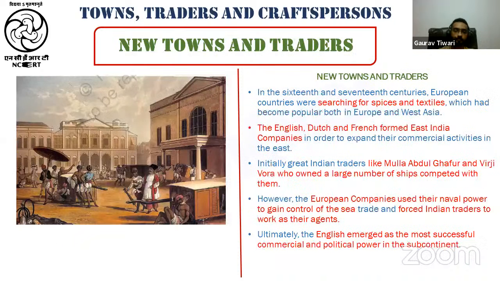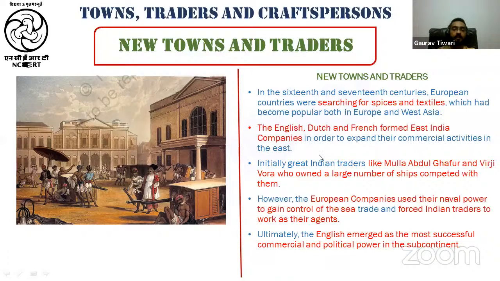Let's move forward. Now let's discuss about the new towns and traders. In the previous lecture, we discussed about the towns and traders of early medieval times. Now we discuss about the new towns and traders जो कि यूरोपियंस के आने के बाद established हुए. In the 16th and 17th century, European countries were searching for spices and textile, and all these Indian spices and textile became very popular in Europe as well as in West Asia. Now English, Dutch, French formed East India companies. इन लोगों ने सबने अपनी companies बनाई and they expanded their commercial activities in the East.